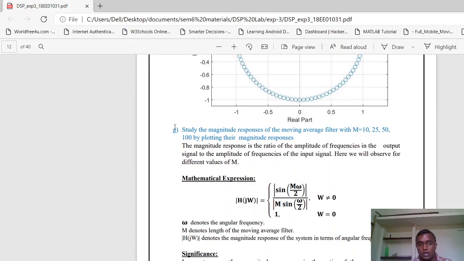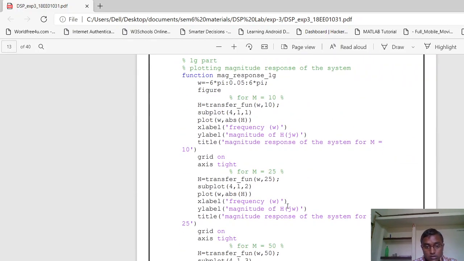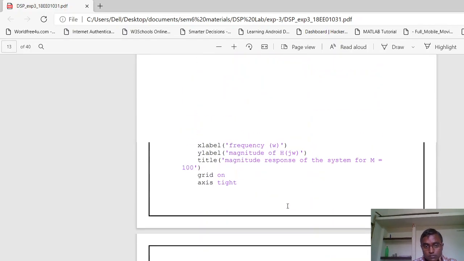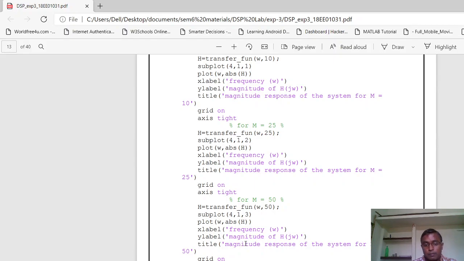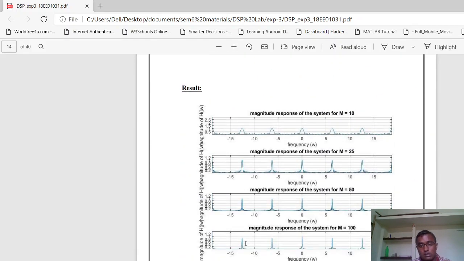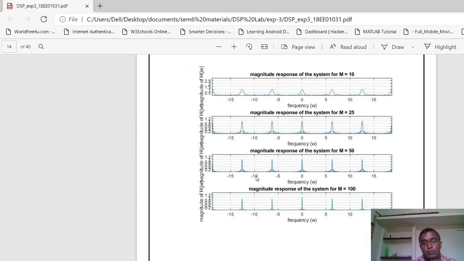After that, the magnitude response of the moving average filter for these different m. We have calculated this previously. This is our MATLAB code. For different m I have calculated my magnitude response and plotted that. So this is our output. In this one you can clearly see that it is becoming more spiky. It has some value up to here, then it is decreasing and further decreasing. So the quality factor is increasing, meaning the filter is becoming more frequency selective.